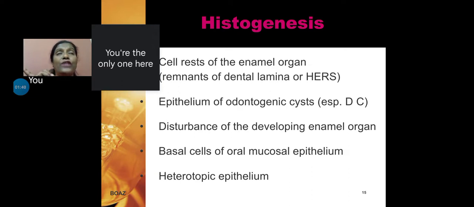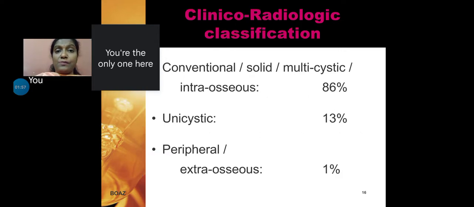Fourth, basal cells of the oral mucosal epithelium, considering that the enamel organ resulted from the descent of the dental lamina, which was because of the proliferation of the basal cells of the oral epithelium. So basal cells of oral mucosa are thought to be one cell of origin. Fifth, heterotopic epithelium, such as cells in Rathke's pouch in the pituitary gland, is thought to share certain lesions. So we can expect to see ameloblastoma-like lesions in those areas.